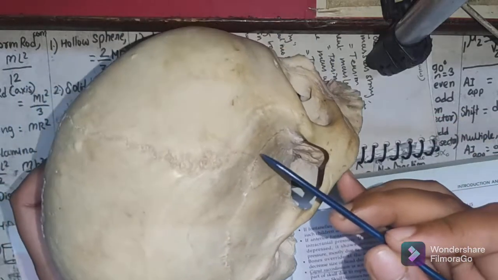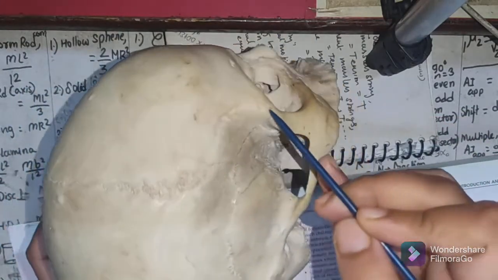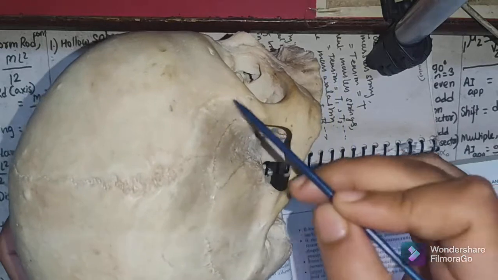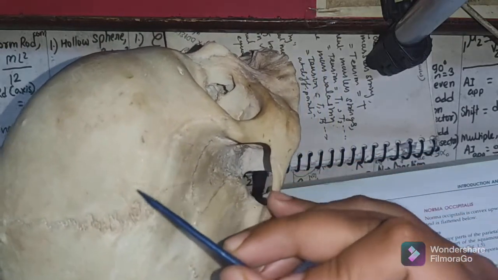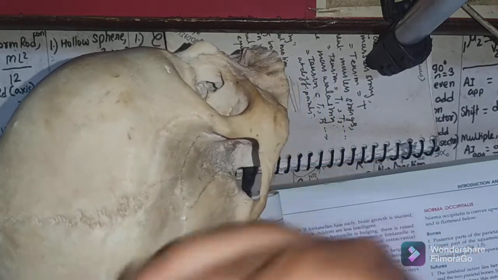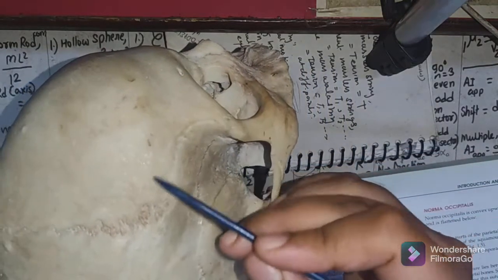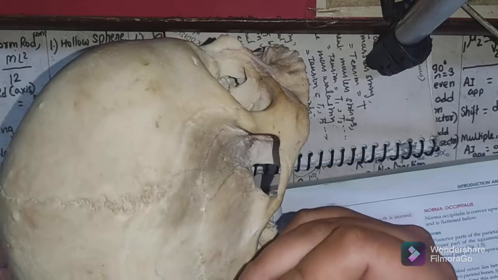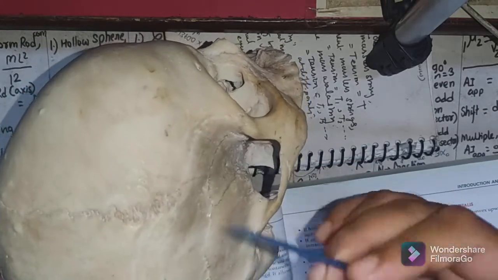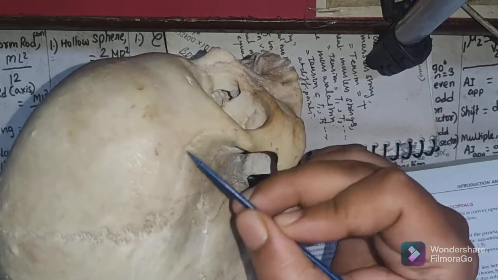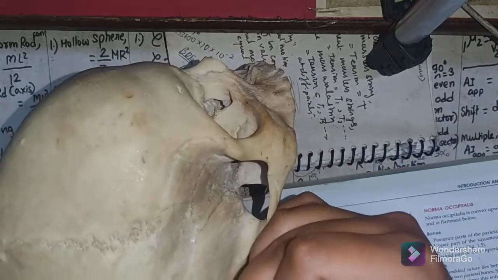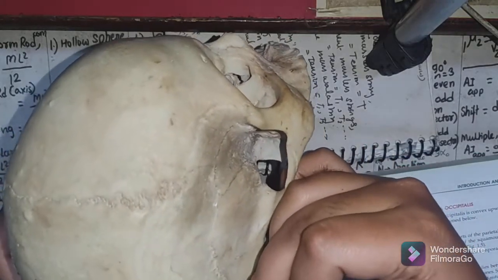It arches backward and upward. See, the temporal lines arch backward and upward and cross the frontal bone, the coronal suture and the parietal bone. See, this one was the coronal suture. So this temporal line is crossing the coronal suture as well as the parietal bone.